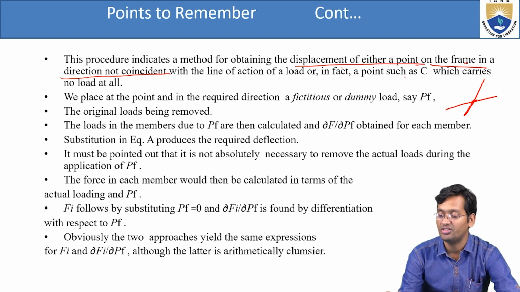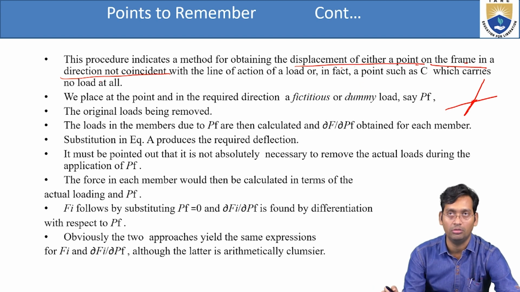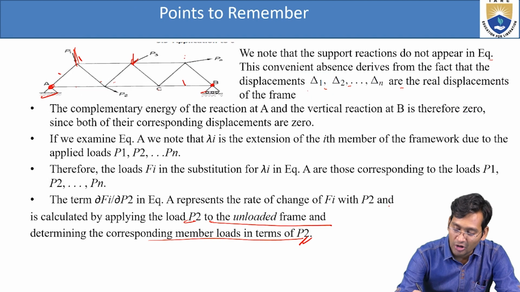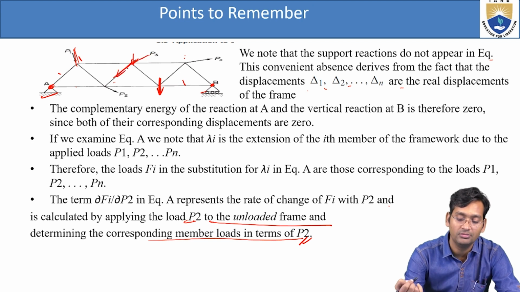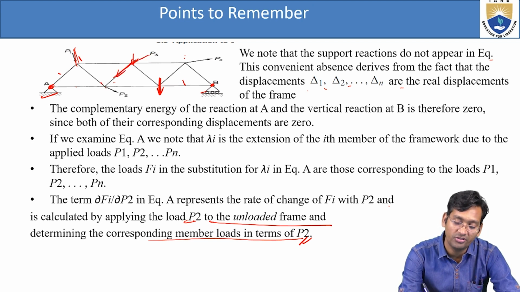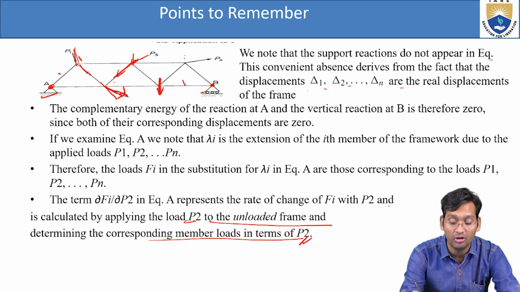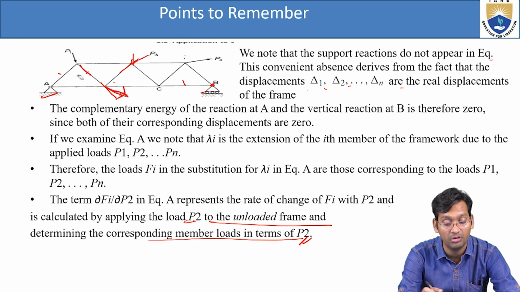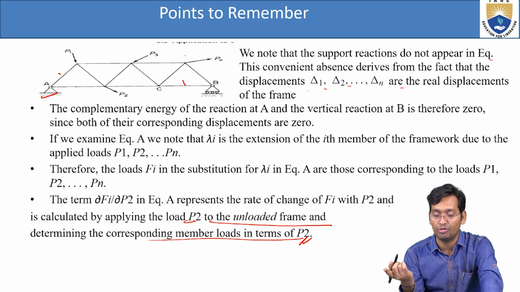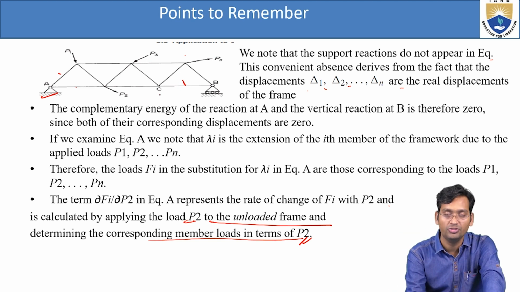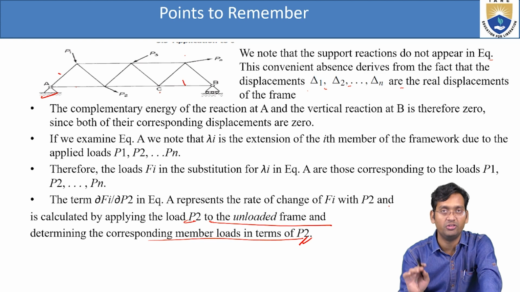In fact, a point such as C which carries no load at all. Means what? At point C there is no load. So at this point also deflection will be there. It's not necessary that load is acting here for displacement to occur. Wherever load is not acting, there also displacement will be there, because already we had seen that because of the load at point 2, at point C because of these loads also the deflection at point C will be there.